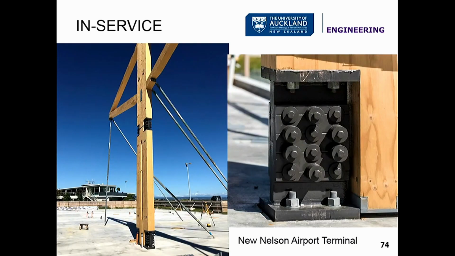So these were in the lab. Now, where are they being used? The first application is the new Nelson Airport Terminal. It's an LVL structure. If you go there, it's a truly iconic building, very well detailed, very stunning. Some of the columns have the units at the bottom and at 6 meters. The units have a resistance of 1,000 kilonewton in tension only with a 20 millimeter ultimate displacement, and they provide up to 850 kilonewton meters as a plastic moment.